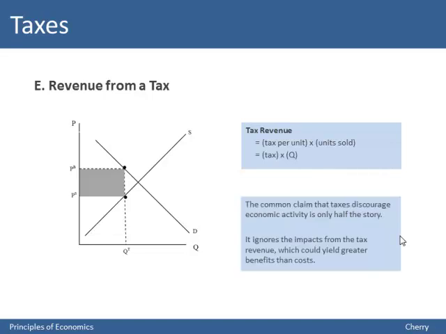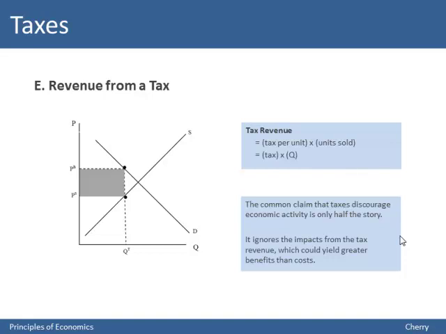So one thing to keep in mind, it's often claimed that taxes discourage economic activity. And this is true. You can see that here. The tax has decreased quantity from Q star to Q superscript T. So this tax has discouraged economic activity in this market. Right? So that's the cost and that's the downside of a tax. But that's only half the story.